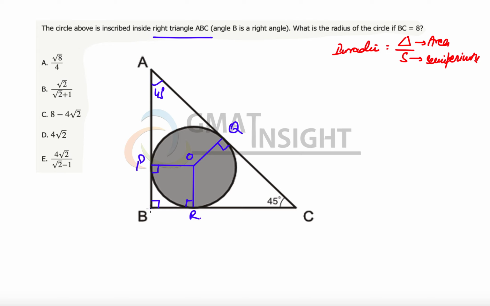Just carefully look at this BPOR. Three of these angles are 90 degrees. That means the fourth angle will automatically be 90 degrees, because the sum of the angles in any quadrilateral is 360 degrees. Also, OP and OR are equal because they are both radii. That means BPOR is basically a square, and this square has side length equal to the radius of the circle. So now the question is to find the side of this square, or the radius of the circle.